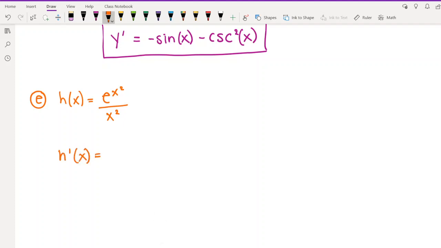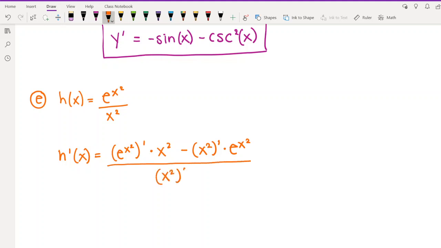Well, we start by taking the derivative of the top. I'm going to write this out in placeholder notation because it's a trickier one. So we have the derivative of e to the x squared, and then we multiply that by the denominator. Then we take the derivative of the denominator and multiply that with the numerator. And then we divide that by the denominator squared.